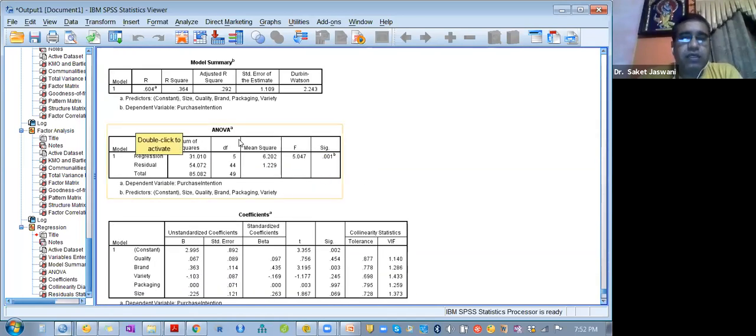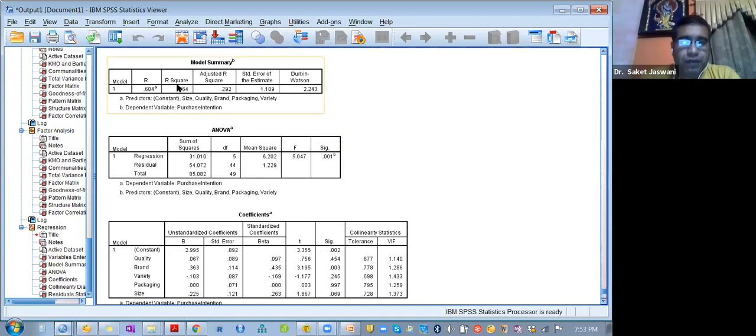The next important table is the ANOVA table, which helps you identify the significance of your equation. Here the significance value, the p-value, is less than 0.05. Hence, there is a significant effect of the independent variables on the dependent variable. So the model is accepted here. Though there are issues with Durbin-Watson and R square, still this model is accepted.